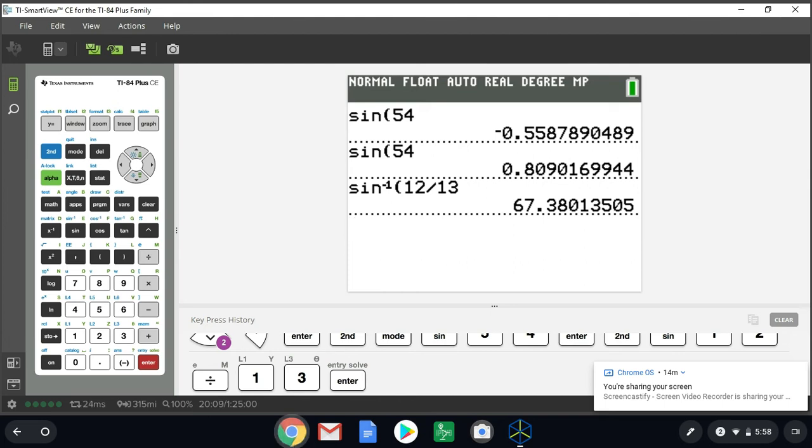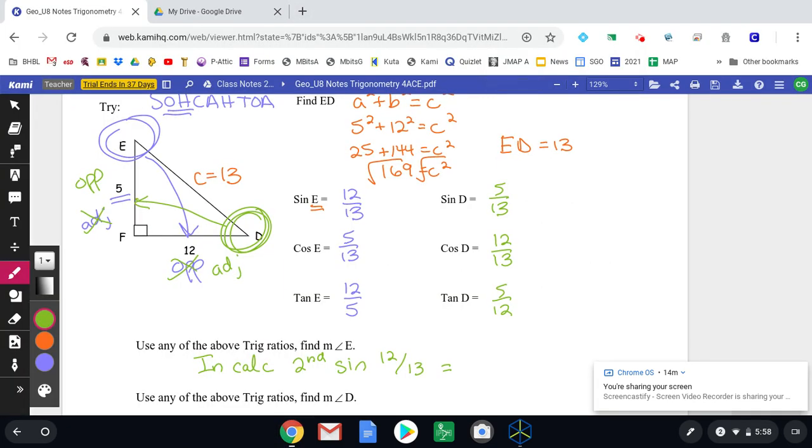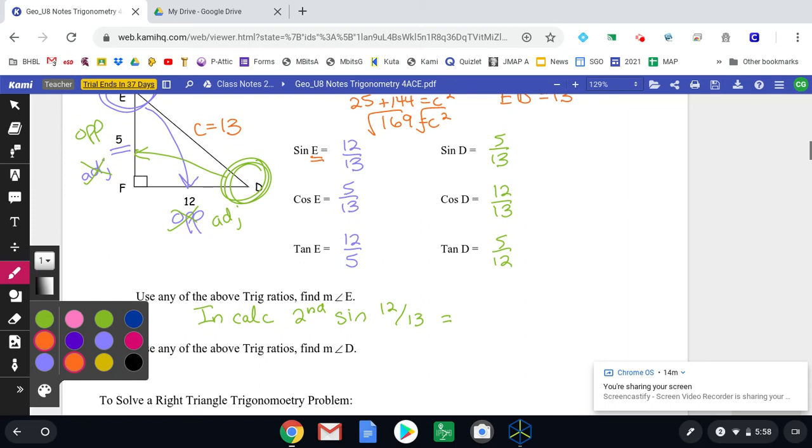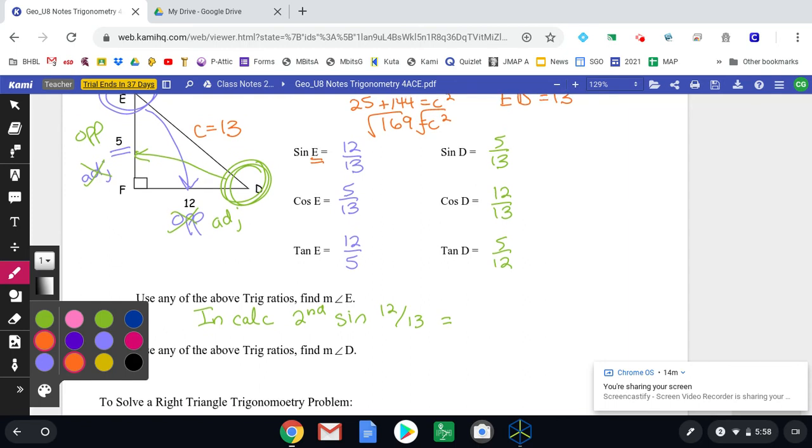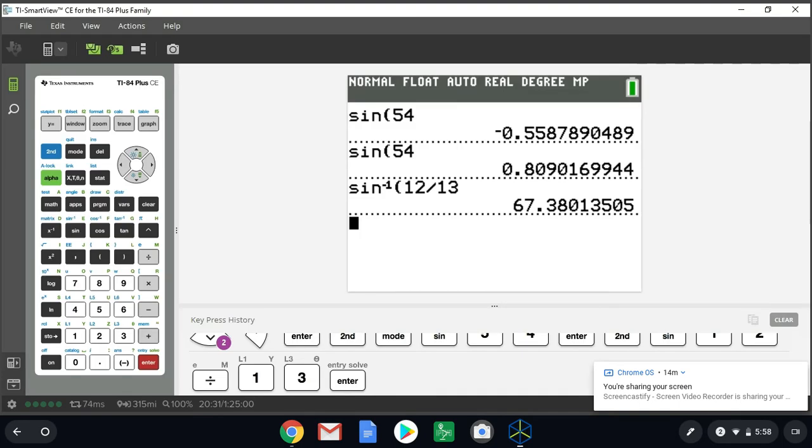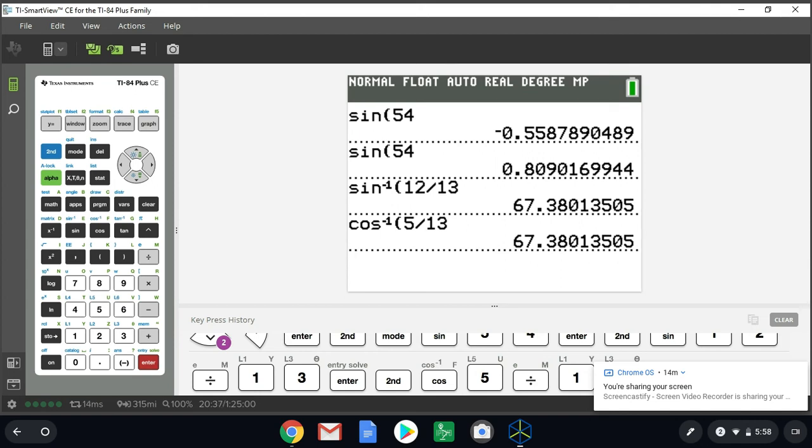So if I wanted to go back and look at cosine of E is 5 over 13, I want you to think about this like you are undoing the function. So I need to get rid of these. I need to break them apart. So second cosine 5 over 13. And again, I get the same exact angle because I was finding that same ratio.